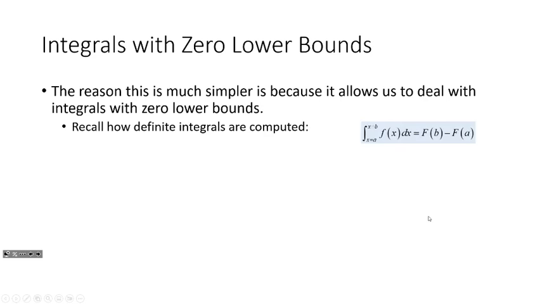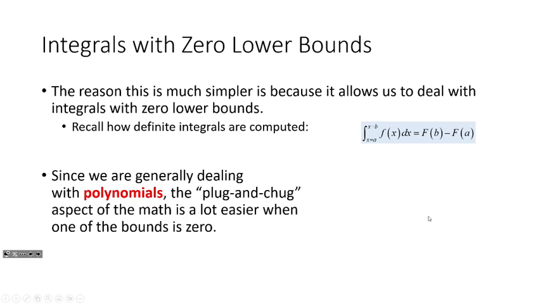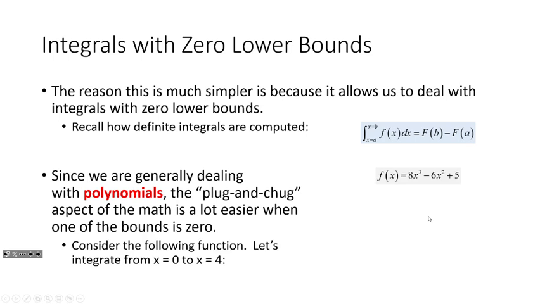And why does that matter? Okay, let's recall how we compute a definite integral. We plug in the top number minus we plug in the bottom number. We are generally dealing with polynomials. Okay? What that means is that the plug and chug aspect of the math is a lot easier when the lower bound is 0. Let's just consider this function that we're integrating from 0 to, let's say, 4.